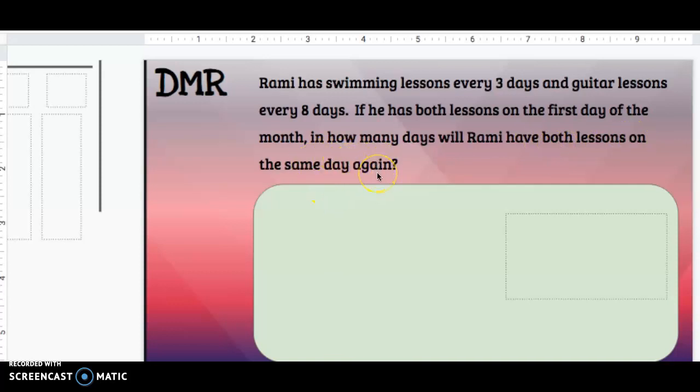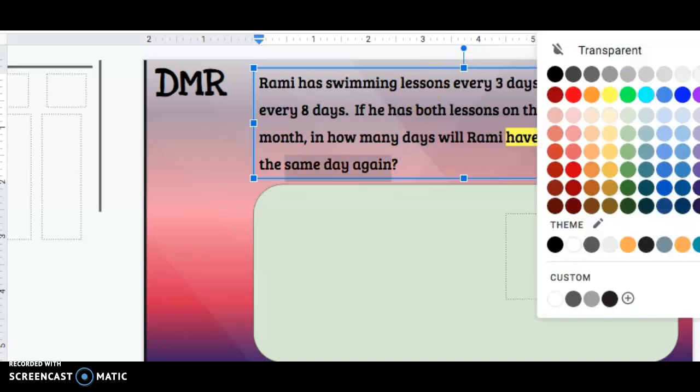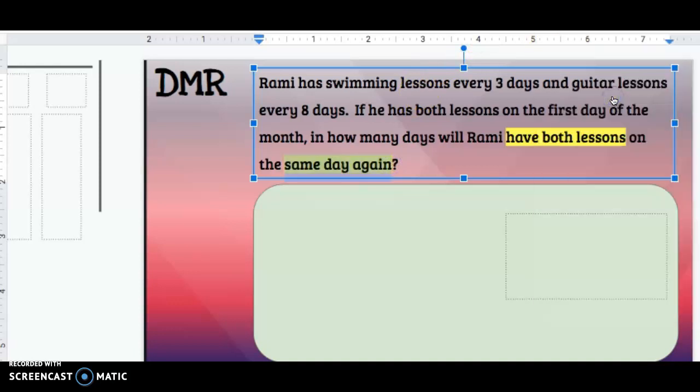So you have to be sitting here thinking to yourself, okay, yesterday we talked about LCM and the key words that tell us that we're dealing with LCM. I see the words "both lessons," so I know that means have both. Then we also want to know "same day again." So when are you going to be doing that? Same activity on the same day. So that's what tells us we are doing LCM.